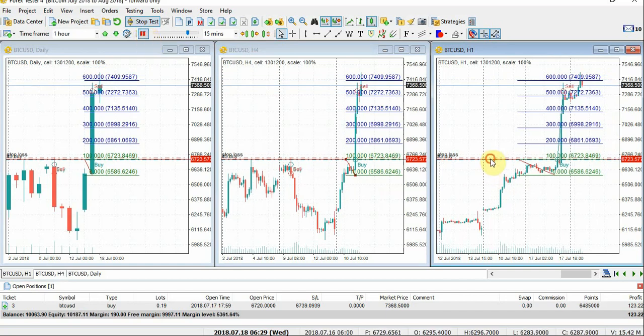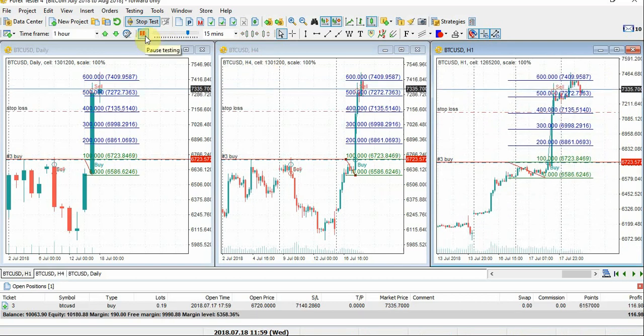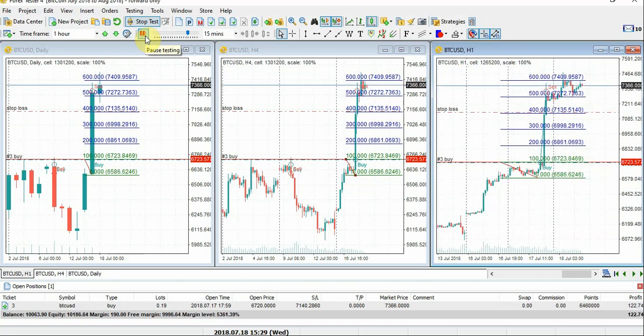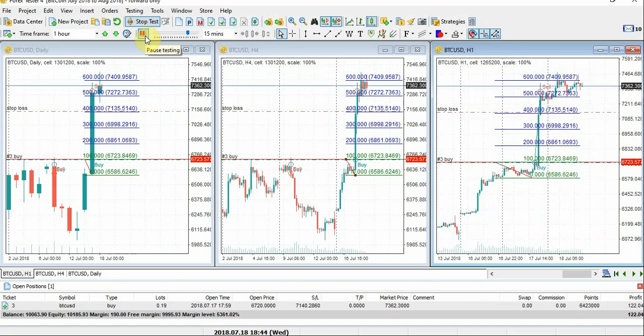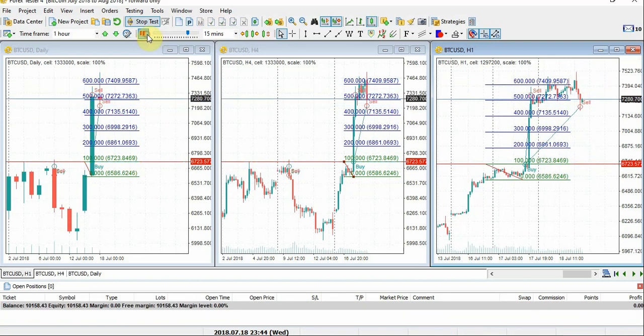I can actually move the stop up here now. Not pip perfect, of course. We're going to give it a bit of leeway in case it wants to come down and test this low. Let's go here. Made a higher close, so I can actually trail the stop now. I could trail it all the way to here. I'm just going to give it a bit of leeway. Oh, there we go. Stopped out.